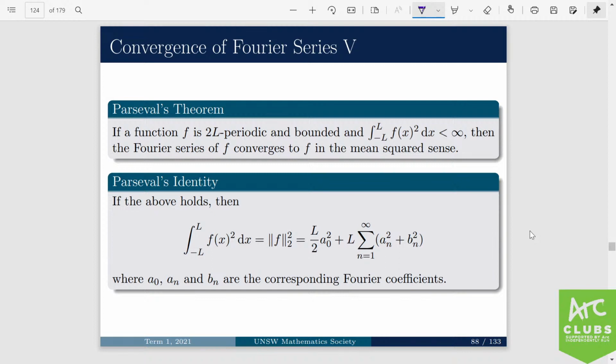Moving on, we have Parseval's theorem. Parseval's theorem is another way we can show that a Fourier series converges. Although looking at the exams, I haven't seen it too much. But essentially, if we have a function that is periodic and bounded, and this is square integrable, basically if you integrate the square from the bounds, you'll get a finite value, then the Fourier series will converge in the mean squared sense. And if this theorem holds, then we can apply Parseval's identity, which is just this.